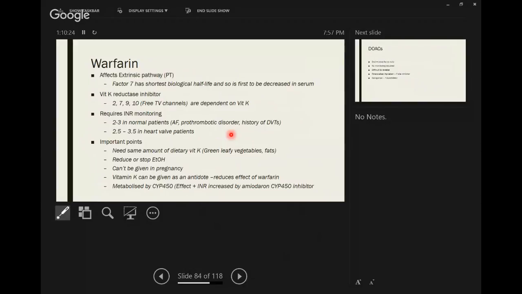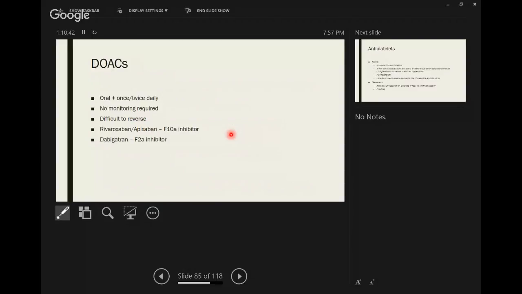So the effect of warfarin and the INR are increased by amiodarone because it's a CYP450 inhibitor. I haven't gone into the other CYP450 inhibitors. I can't remember whether it's this exam or the VIA, but we got a question on amiodarone and INR. So you might have the same question.